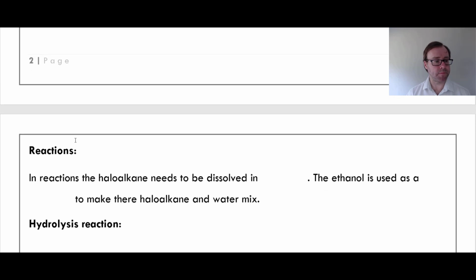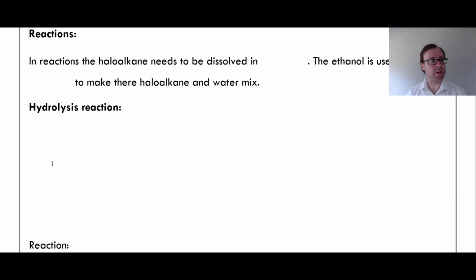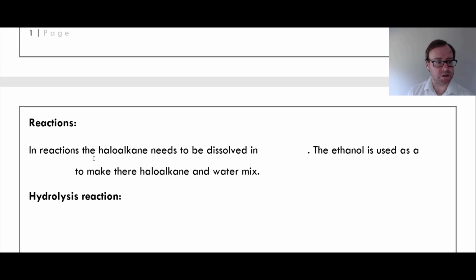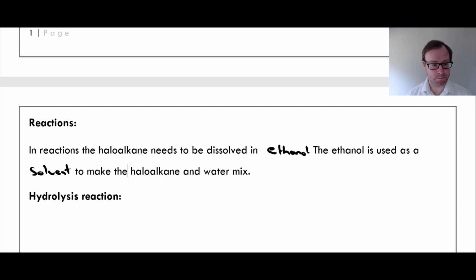Okay, so reactions. So in reactions, which is basically what we just said, the haloalkane needs to be dissolved in ethanol. Then ethanol is used as a solvent to make the haloalkane and water mix. Because they don't dissolve or mix very well with water, we use the ethanol, and that makes the water and the haloalkane mix a bit better. Okay, so we can provide these hydrogen bonds.